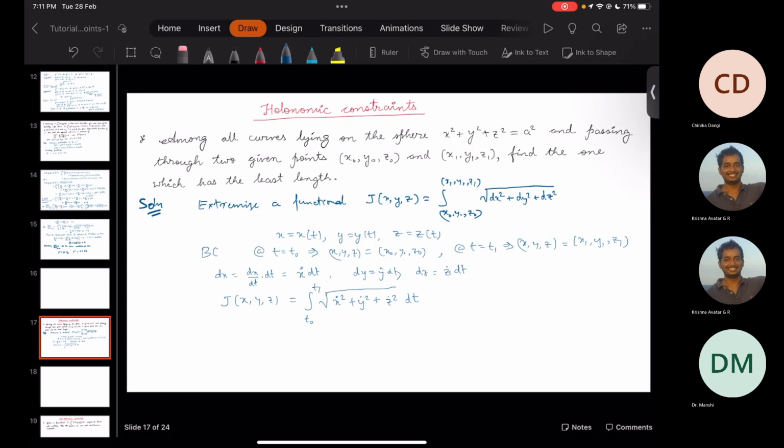So these are our BCs, or the boundary conditions, and we have a holonomic constraint, right? And the holonomic constraint is g of x, y, z, all as a function of t, which is nothing but x squared plus y squared plus z squared minus a squared is equal to 0. Fine.